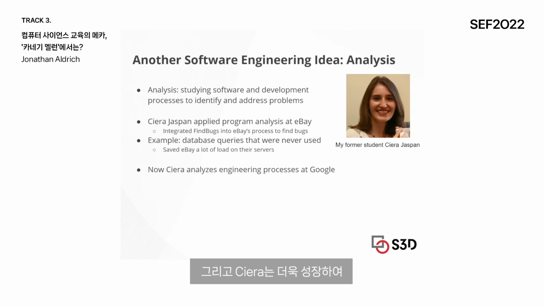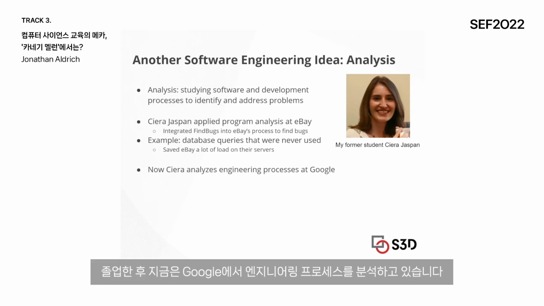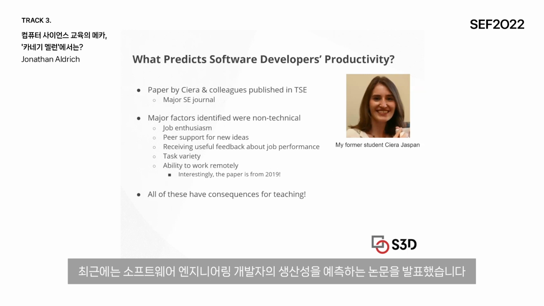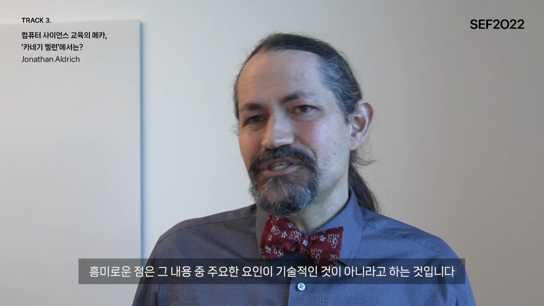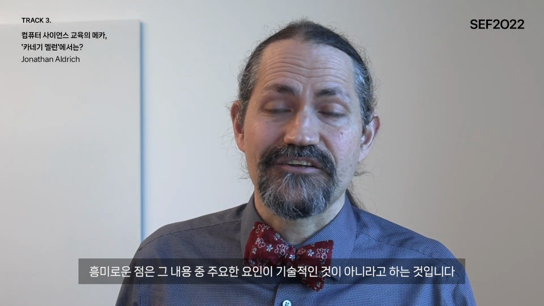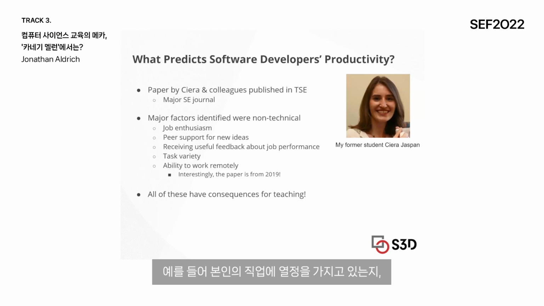So Sierra moved on. She graduated, and now she analyzes engineering processes at Google. And she still publishes research on software engineering. In fact, there was a recent paper she wrote on predicting software developers' productivity. What was interesting is some of the major factors that her team identified were actually non-technical. Things like, are you enthusiastic about your job? Do your peers support the new ideas that you want to pursue? Do you get useful feedback from your manager on job performance?